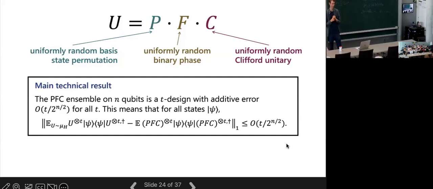Is there some easy way to adapt this to the orthogonal group, like to replace the phases by something real? We haven't tried. I personally don't know why orthogonal designs are as relevant. So that's why I haven't tried, but possibly.